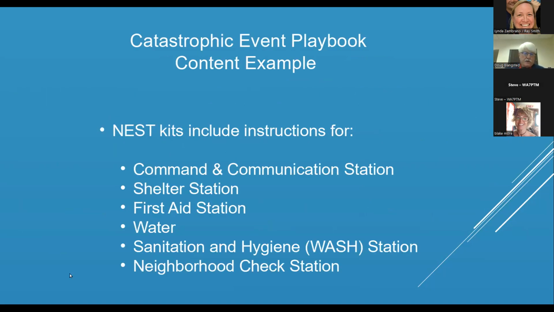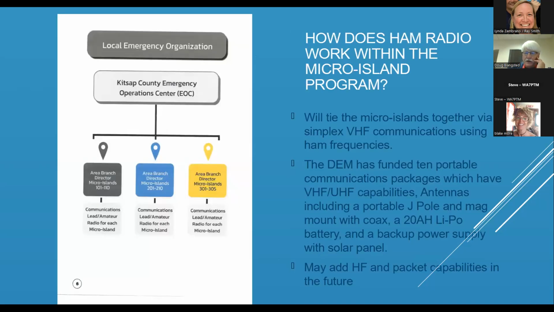So here's what they contain: instructions for the command and communication station, the shelter station, first aid station, water, sanitation and hygiene wash station, and neighborhood check station. So there'll be equipment in all the NEST kits to effectively set up these stations within those micro islands. And this is kind of what it looks like.